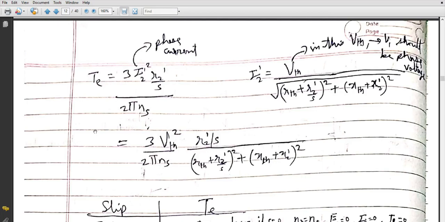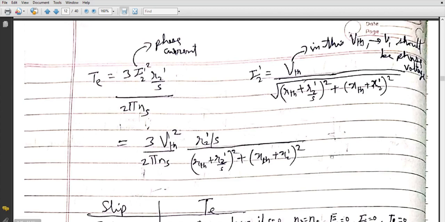In a previous lecture, we derived the expression for the electromagnetic torque in an induction machine. This was the expression we derived. Today we'll be obtaining the torque slip characteristics, and I'll be explaining the various concepts involved. You can see that in this expression, the electromagnetic torque TE is equal to thrice of Eth whole square.